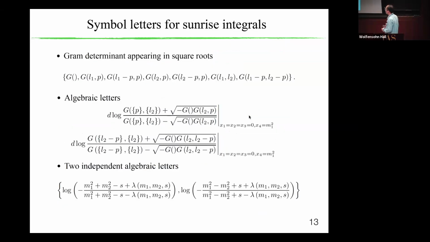Okay, now still with the sunrise. Now the power of the Gram determinant is a half integer. We have this Gram determinant, and then we can construct, for example, these two, and it really gives the irrational letters appearing in the differential equations. Okay, this is the example for the sunrise.